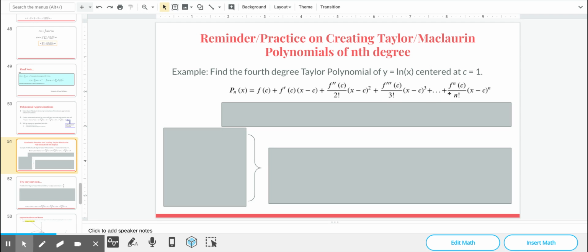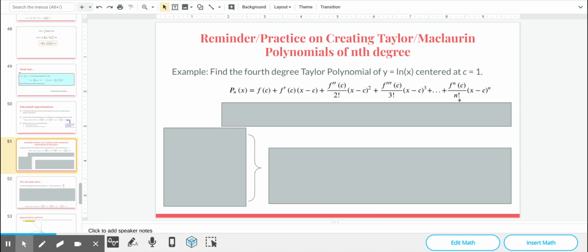All right, so some key things to keep in mind. It always starts with just the regular function evaluated at the center value. And then the first derivative times x minus c to the first, the second derivative at c divided by 2 factorial times x minus c to the second. And that pattern keeps rolling on.